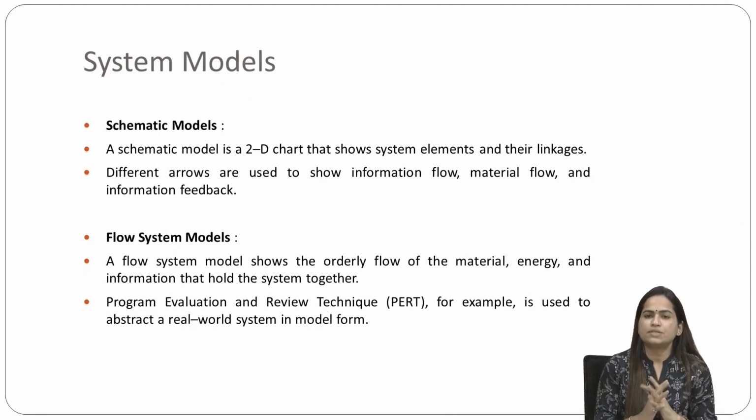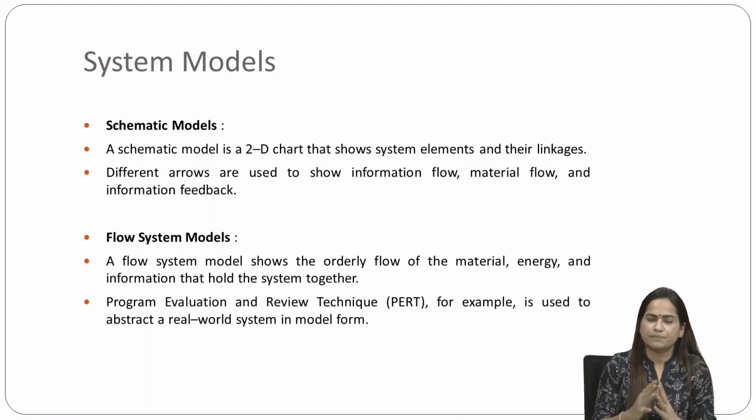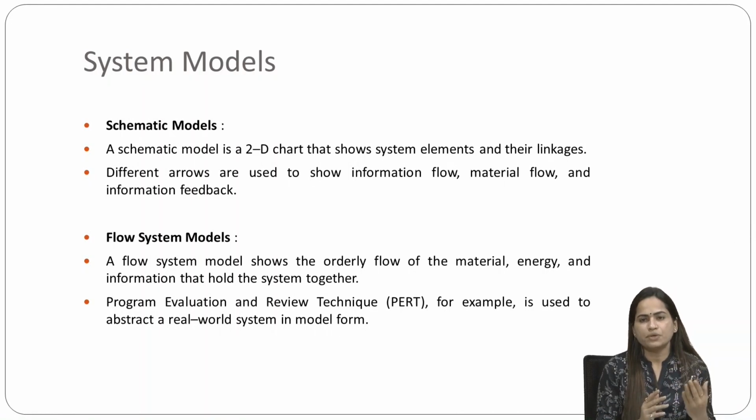After that we have system models. When we are talking about system models, first thing we have, that is schematic model. Now in schematic model what we have? It is a 2D chart that is showing the system elements and their linkages. How elements are there, how they are linked with each other. In 2-dimensional it will show us. Different arrows are used to show information flow, material flow and information feedback.